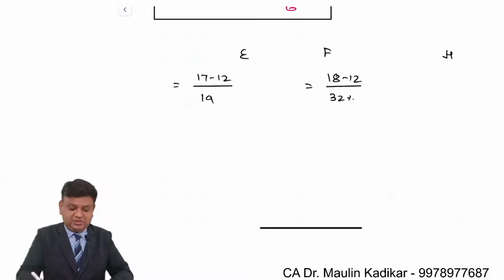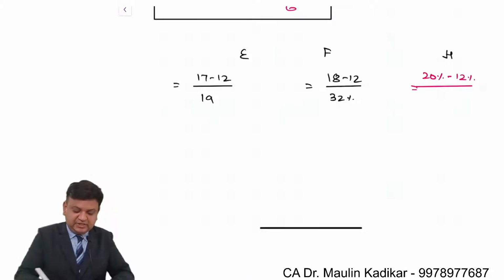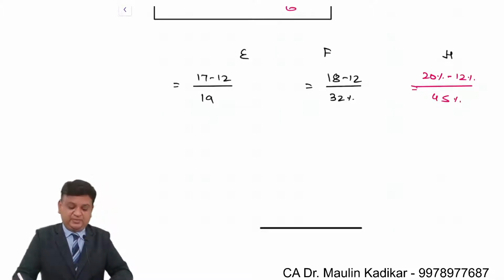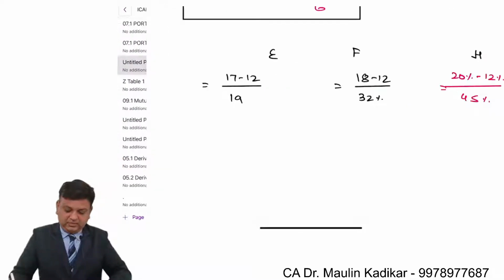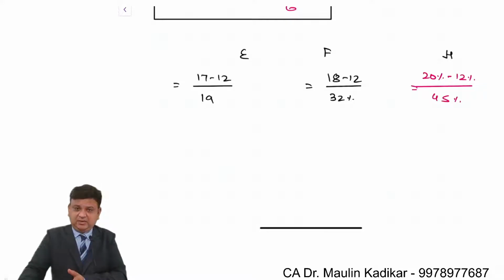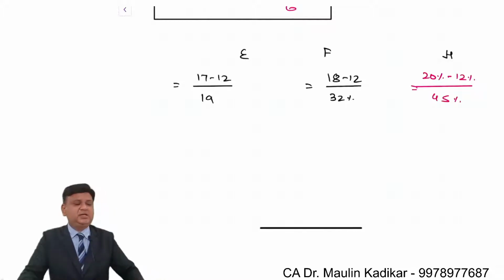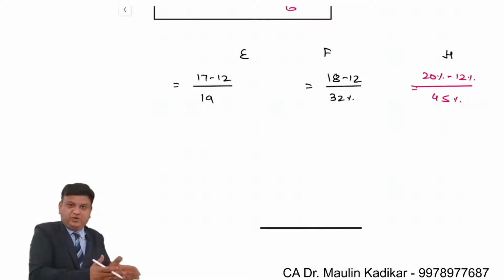If you invest in H, your return is 20. In comparison to risk free, it is more by 8%. And for that, you have to take the additional risk of 45%, because the risk of the H portfolio is 45%. So it is 17, 18, and 20. This is the return that you are able to get. In comparison to the risk-free rate of return, it is more by how much? 5, 6, and 8.